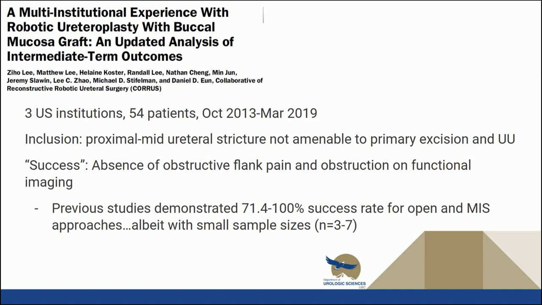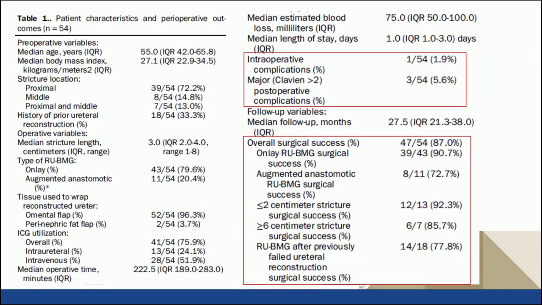There was a multi-institutional study done by Lee et al., looking at three U.S. institutions with 54 patients between October 2013 and March 2019, demonstrating pretty good outcomes for buccal mucosa grafting, up to approximately 87% overall success rate with quite low complications, approximately 5 to 6%.